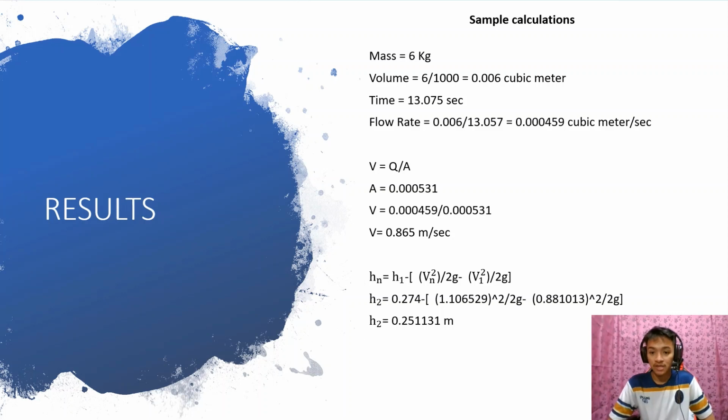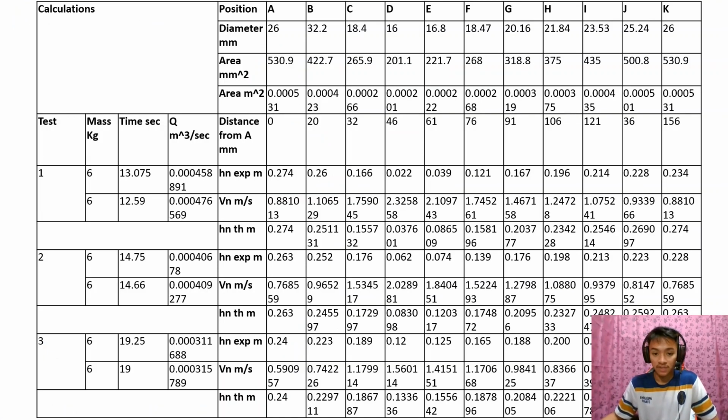So here is the sample calculation. First, we calculate the flow rate and we use the value of the flow rate to calculate the velocity of the flowing fluid. After that, we use the value of the velocity to calculate the height at point 2. So here is the tabulation of data obtained from the experiment. As we can see, the experiment was repeated at least 3 times to avoid any error and to get an average result. For each test, different positions are calculated to find the experimental value of the height and also the theoretical value of the height. And these two values are compared.